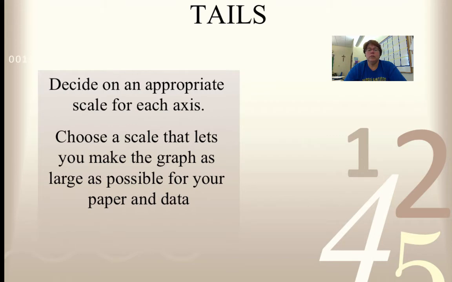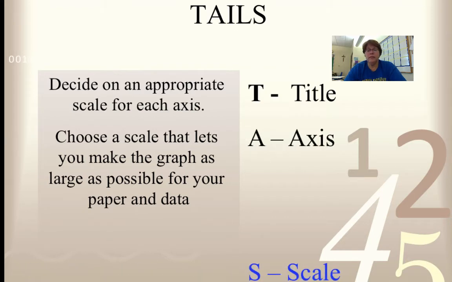Okay, so the next letter that we're going to worry about is the S for scale. This is sometimes kind of difficult to understand, but we're going to work on it. You have to pick a scale, and the scale is the distance between the numbers on each one of the little lines that make up the squares of the graph. You have to decide what your scale is going to be. It says, choose a scale that lets you make the graph as large as possible for your paper and your data. So if you have a huge sheet of paper, I don't want a teeny tiny little graph. I want one that'll use up almost the whole sheet of paper.